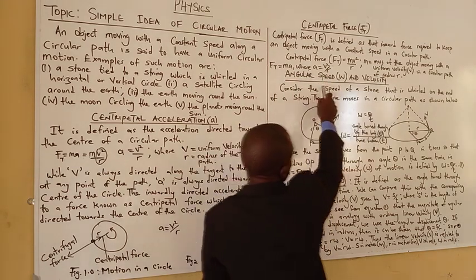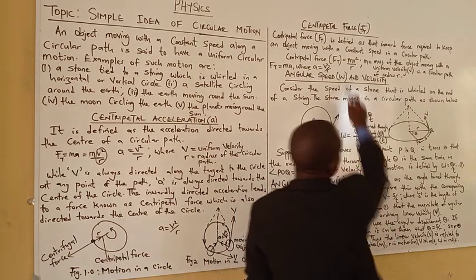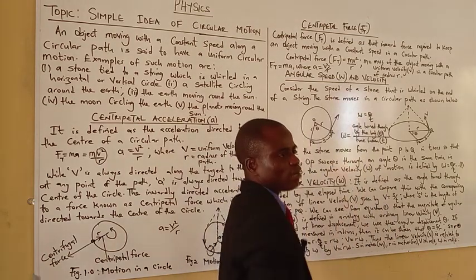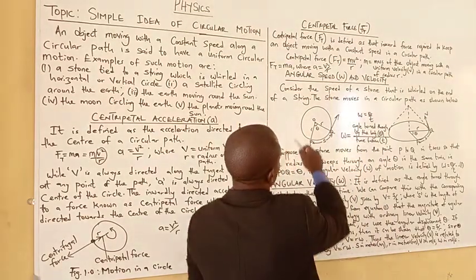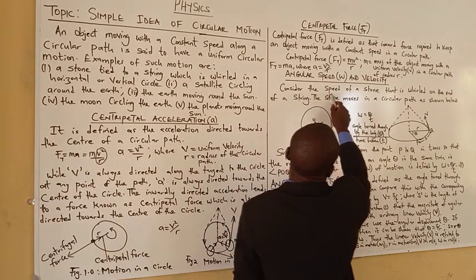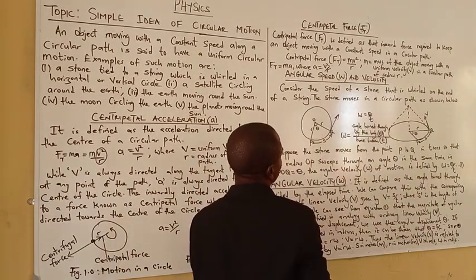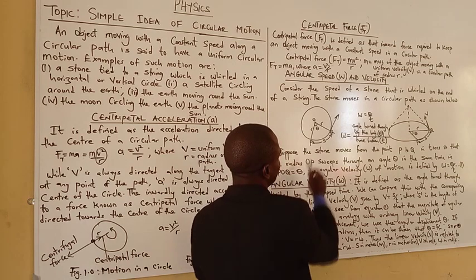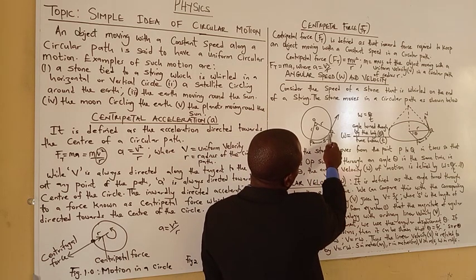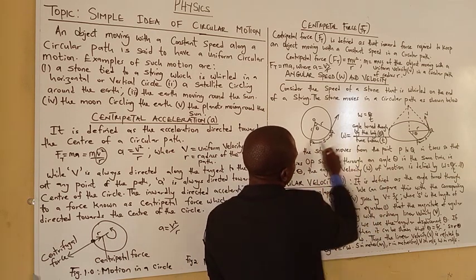Now let's go to angular speed and velocity. We use w to represent angular speed. Consider the speed of a stone that is whirled on the end of a string. The stone moves in a circular path as shown below. You can see the stone being whirled around.